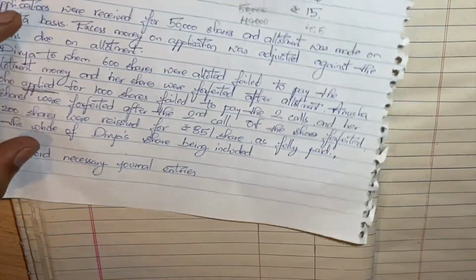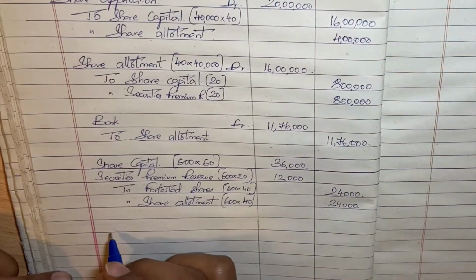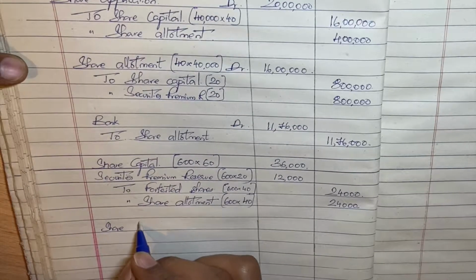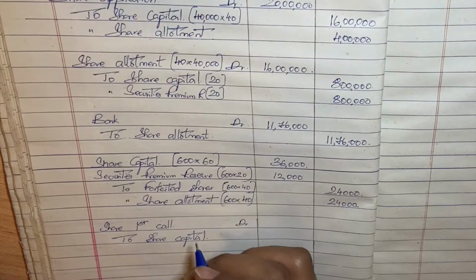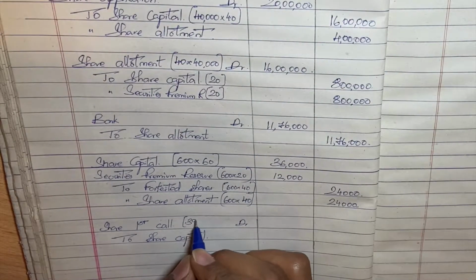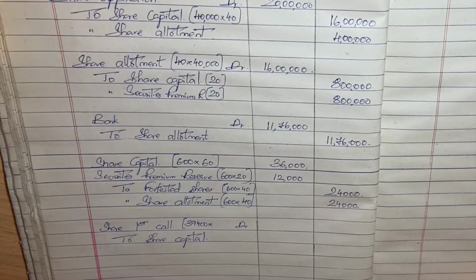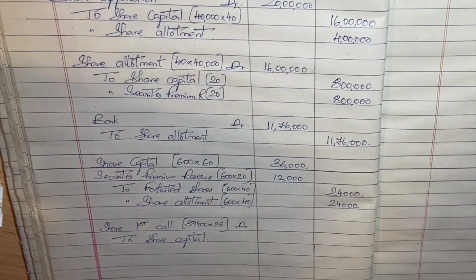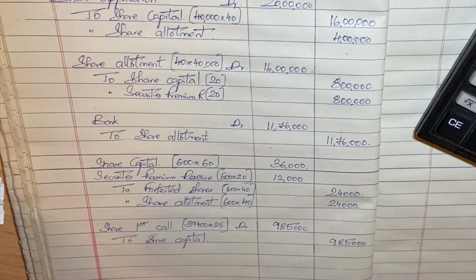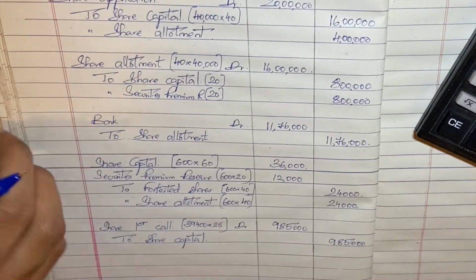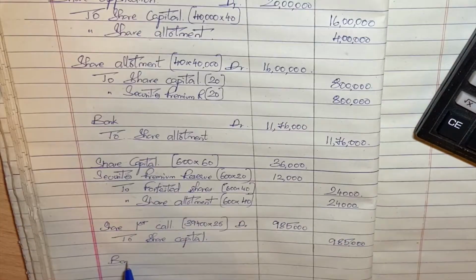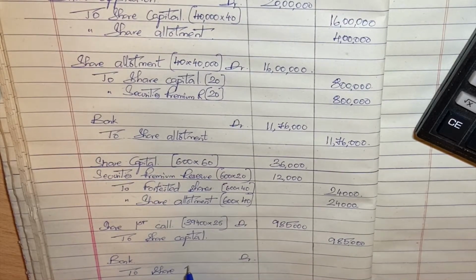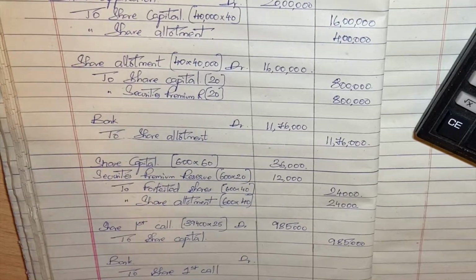She failed to pay the 2 calls. So first let's enter for the call money becoming due. So we'll write share first call. We have forfeited 600 shares which belong to Divya, so which means we would have called for 39,400 shares into call money is 25, which is 9,85,000. Okay? Now she has not paid the call. Bank account debit to share first call. So this will be the entry for the receipt of the call amount.